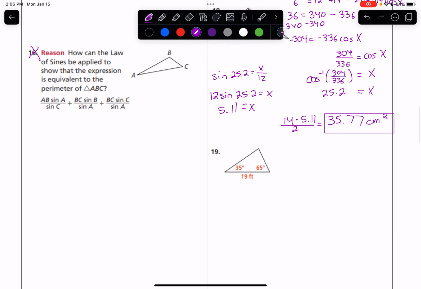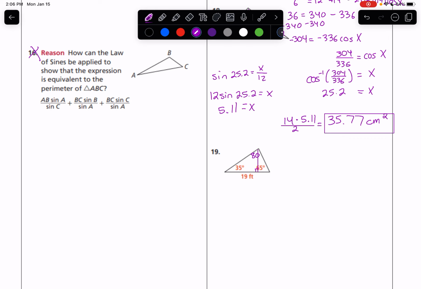Number 19 is a little weird because we've never seen a problem like this before where we have 2 angle measures and a third side. But what we have to remember is, hey, if I have 2 angle measures, I can definitely find the third angle measure. So I can do 180 minus 35 minus 65, and I get 80. And we say, okay, what do we need to know in order to find the answer to this question? We're going to need to know the length of the height of my triangle. And I know that the base is 19. I need to find the height.